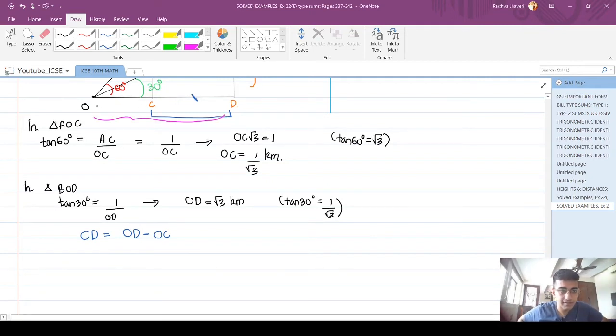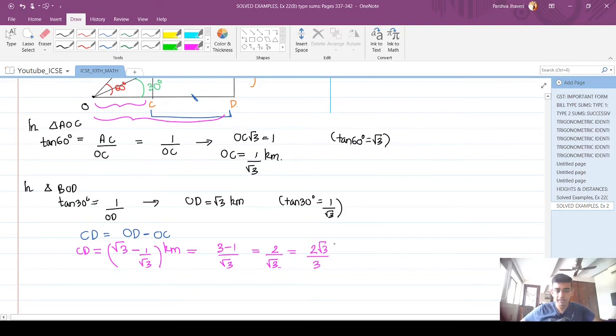OD big minus OC will give us CD. So CD is equal to OD, that's root 3 minus OC. What is OC? 1 upon root 3, and this will be in km. Let's take LCM. You'll get 3 minus 1 upon root 3, which is 2 upon root 3. If you rationalize this, you'll get 2 root 3 upon 3 km. That is our CD.